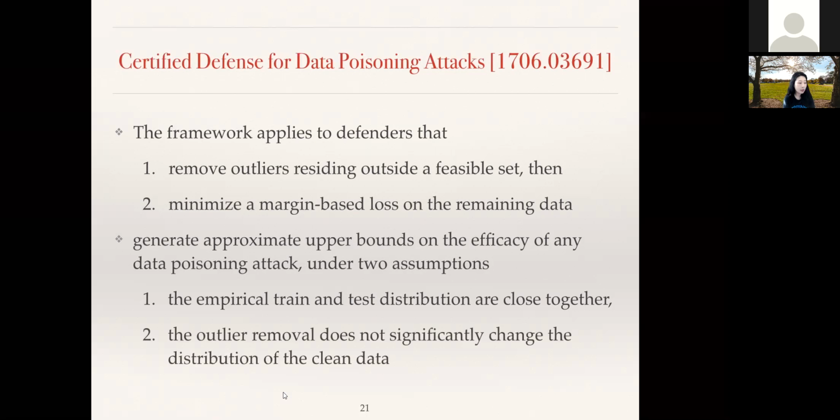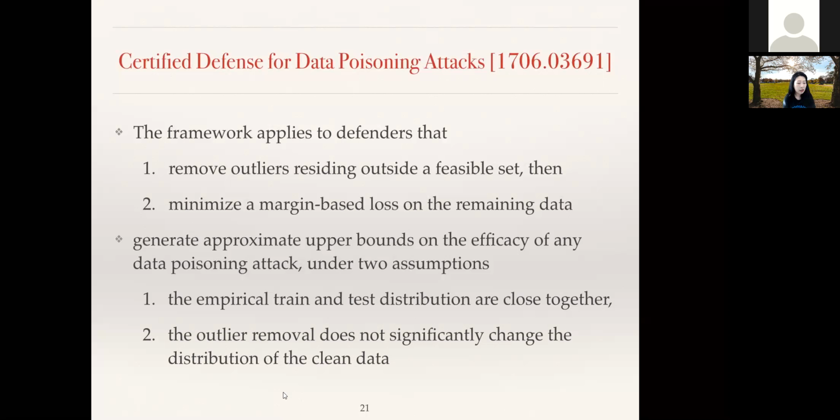Okay, so the two assumptions are that the empirical train and test distributions are close together, which is, I guess, reasonable, right? That's usually what we would assume. And the outlier removal does not significantly change the distribution of the clean data. This is also, I guess, realistic if you assume that your outlier removal doesn't remove a lot of examples, and you do have a lot of examples in your training data set.